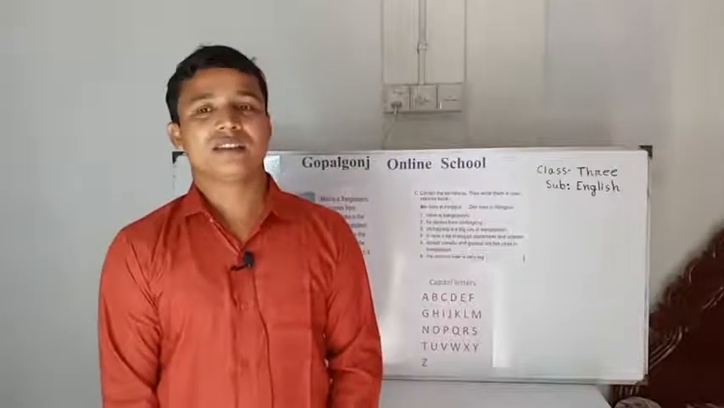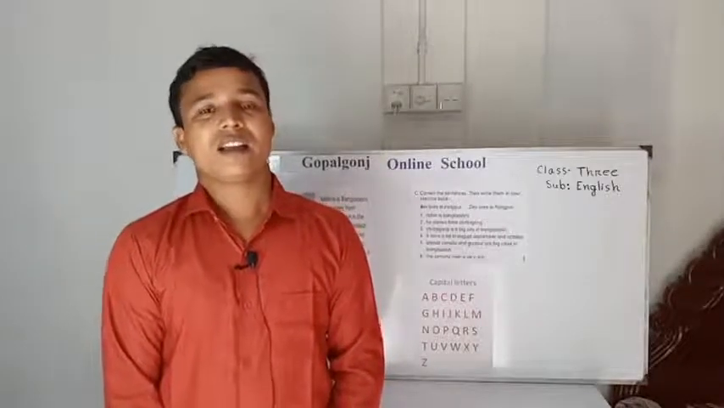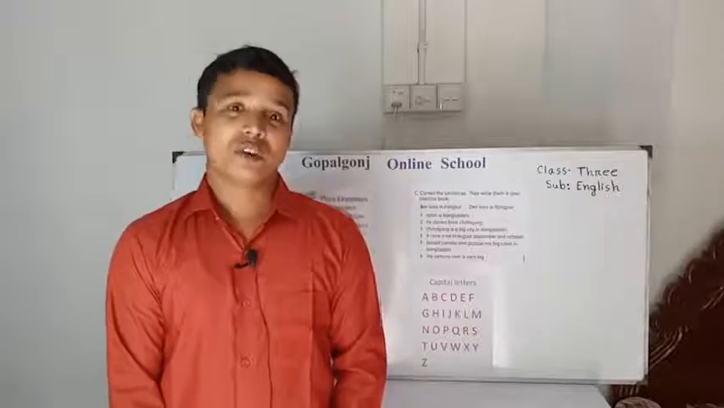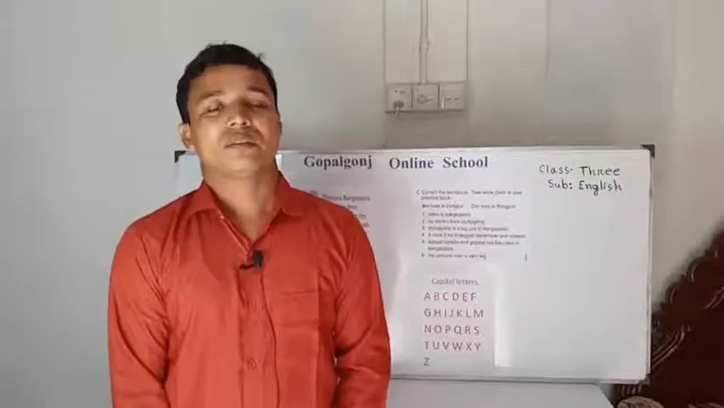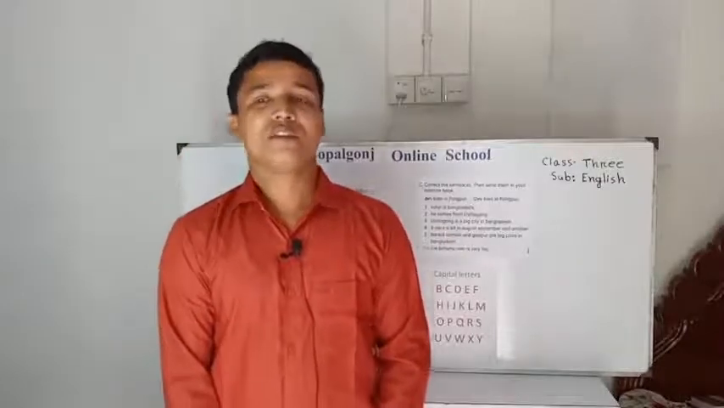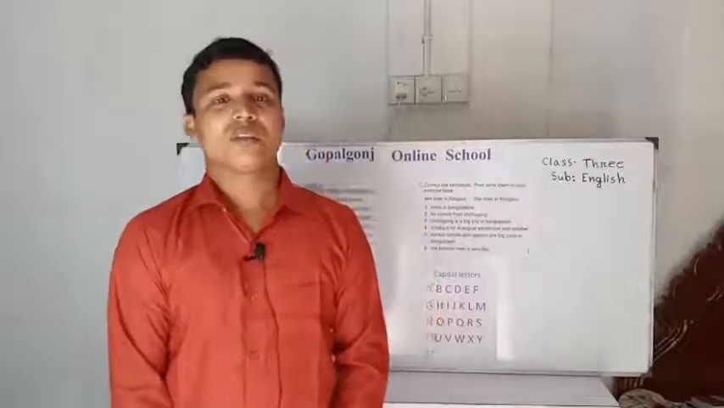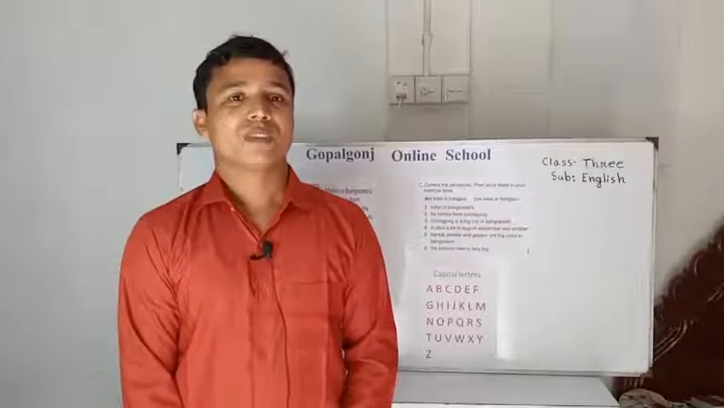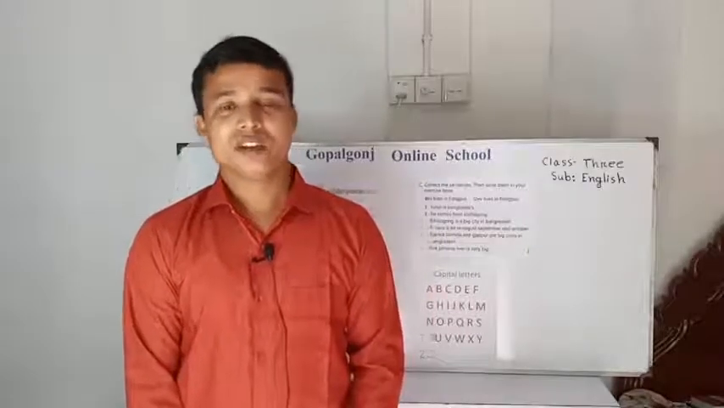He read like this: I live in Dhaka. Dhaka is a big city. About 20 million people live here. So Karim read very fast, and it is not understandable for everybody. So he has some difficulty to read.